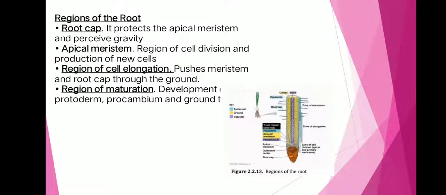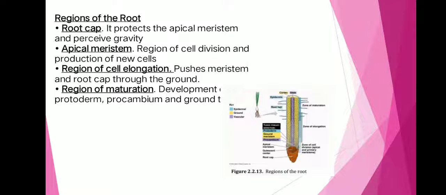Regions of the root. Root cap, it protects the apical meristem and perceives gravity. It is a type of tissue at the tip of a plant root. Apical meristem, region of cell division and production of new cells. Region of cells capable of division and growth in the root and shoot tips in plants. Region of cell elongation, pushes the meristem and root cap through the ground. Apical meristem of the root, the cells are small and rounded.